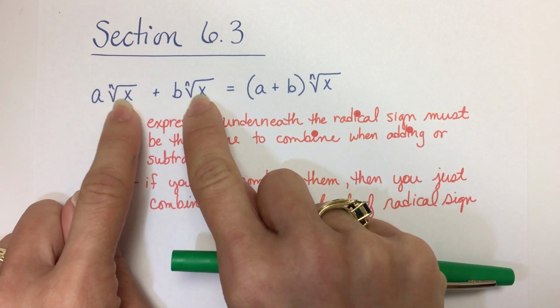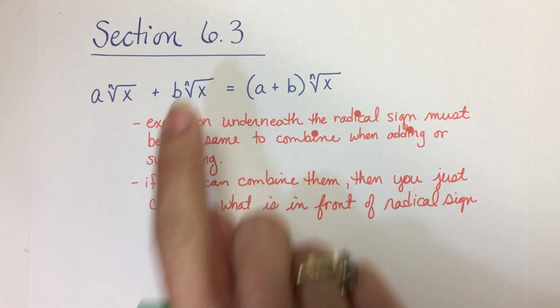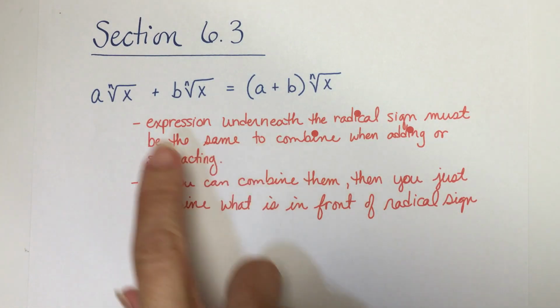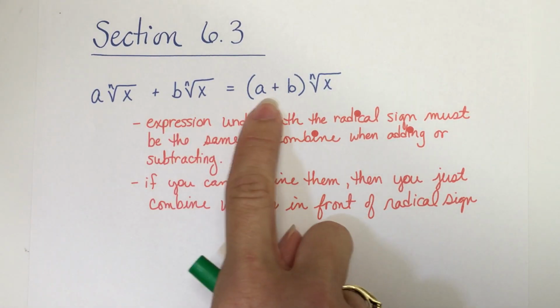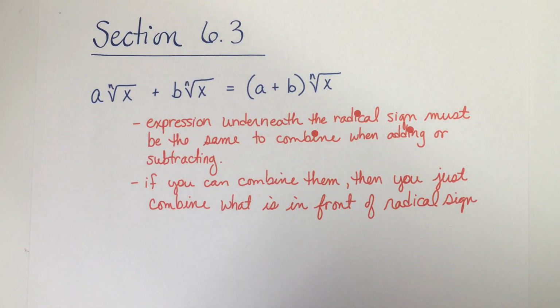And once you've ensured all of this is the same, then the only thing that you actually physically add or subtract is going to be whatever it is you have in the front. Okay, so that's why you see over here it says A plus B, because that's the only part that you actually physically add. So, as the two statements say here, the same thing I've already said. The expression underneath the radical sign must be the same to combine when adding or subtracting. If you can combine them, then you just combine what is in front of the radical sign. All right, so going through several examples here with the adding and the subtracting.